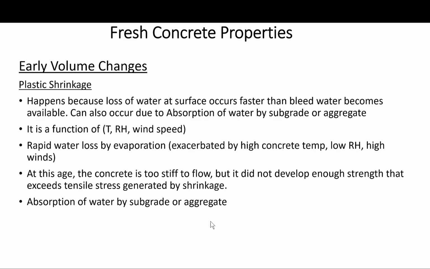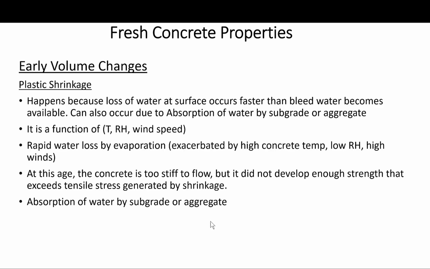The rapid water loss by evaporation, and we said this can be exacerbated by high temperature, low humidity, or high winds. At this age, the concrete, we said less than 12 hours, is too stiff to flow, but it did not really develop enough strength that exceeds the tensile stress generated by shrinkage. So the concrete will shrink while still in the plastic stage, but it's still not strong enough to resist the tensile stresses generated by this shrinkage.